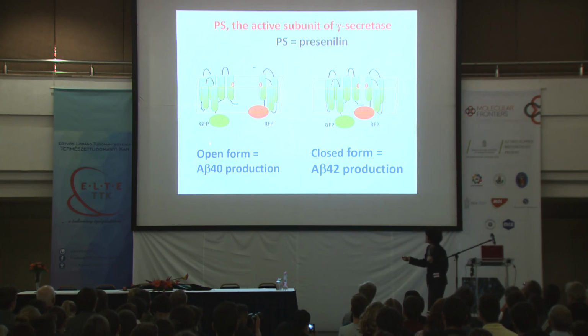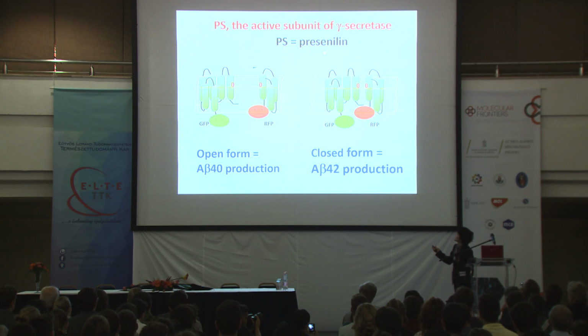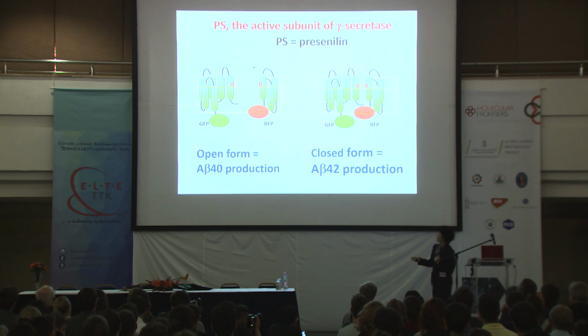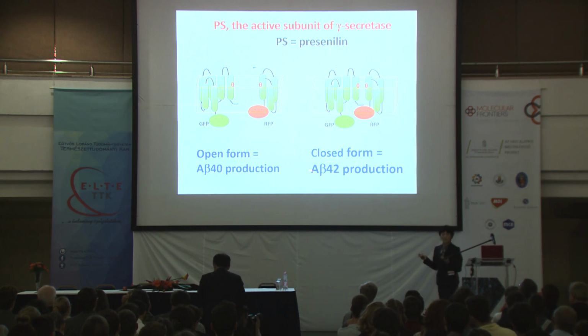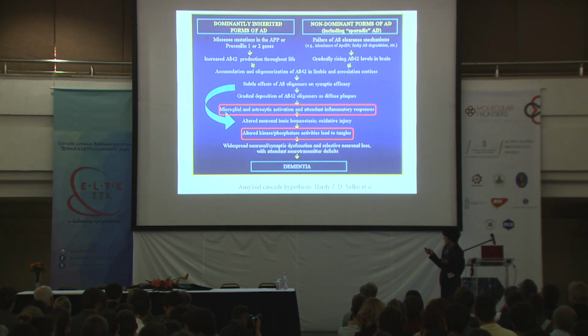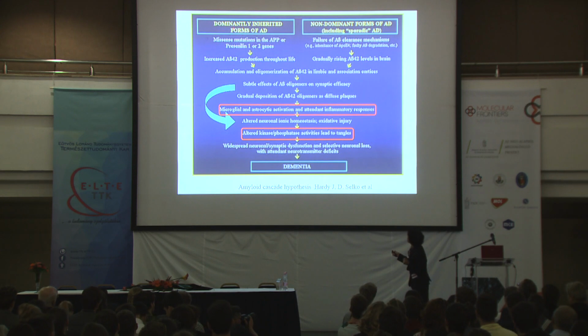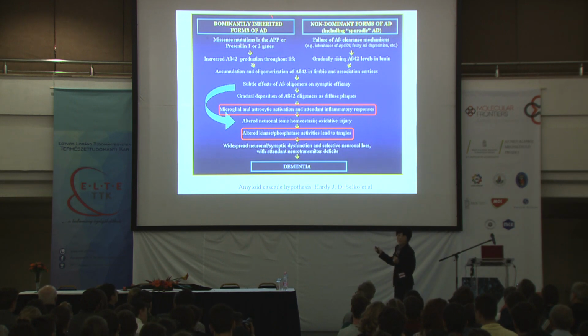And it says, this is presenilin, the active subunit of gamma secretase, and if it has an open form, it produces more A beta 40, but if it's a closed form, it produces A beta 42. So some conformation change seems to be important, and this is a bit difficult to read, but these are the dominantly inherited forms of Alzheimer's disease, and you can see there are missense mutations in the APP, the precursor, or presenilin 1 or 2, that increase the level of A beta 42.